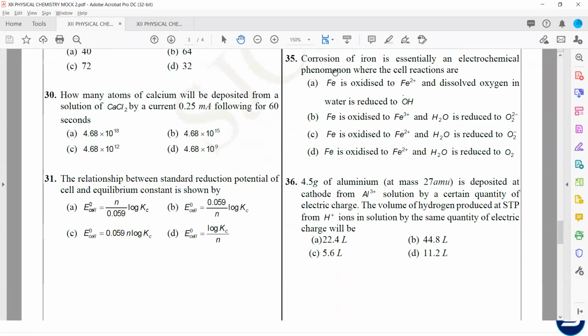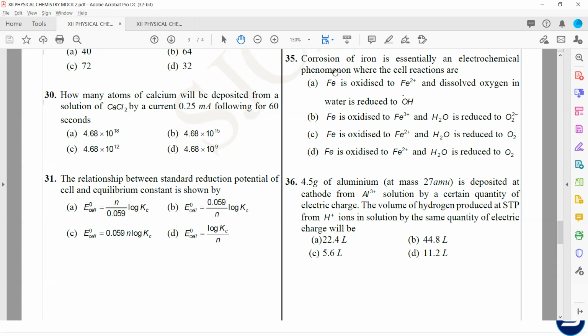Next, corrosion of iron is essentially an electrochemical phenomenon where the cell reactions are: Fe gets oxidized to ferrous and dissolved oxygen in water is reduced to hydroxide. So corrosion is an electrochemical phenomenon where iron gets oxidized and oxygen dissolved in water is reduced.